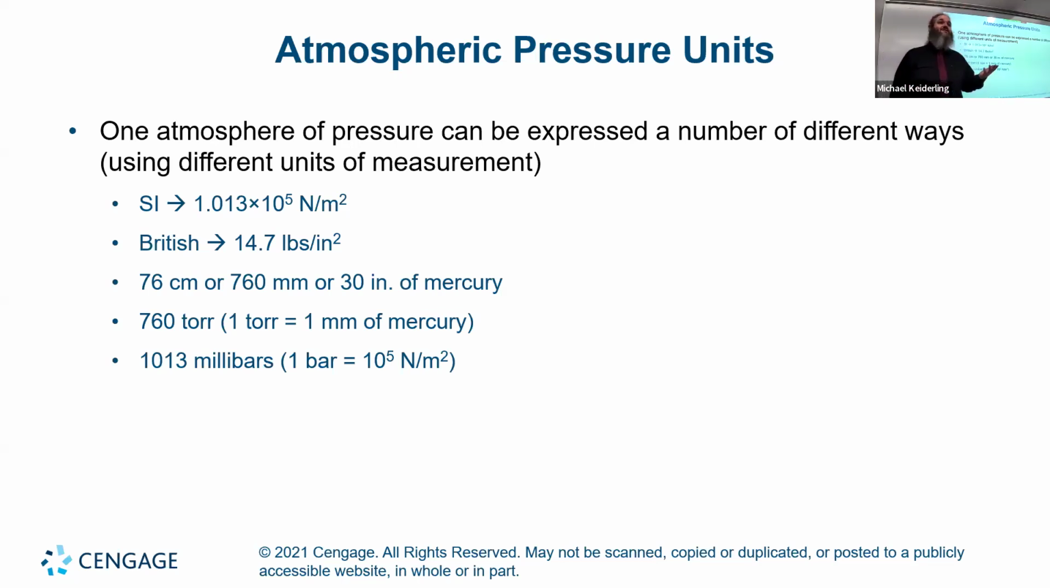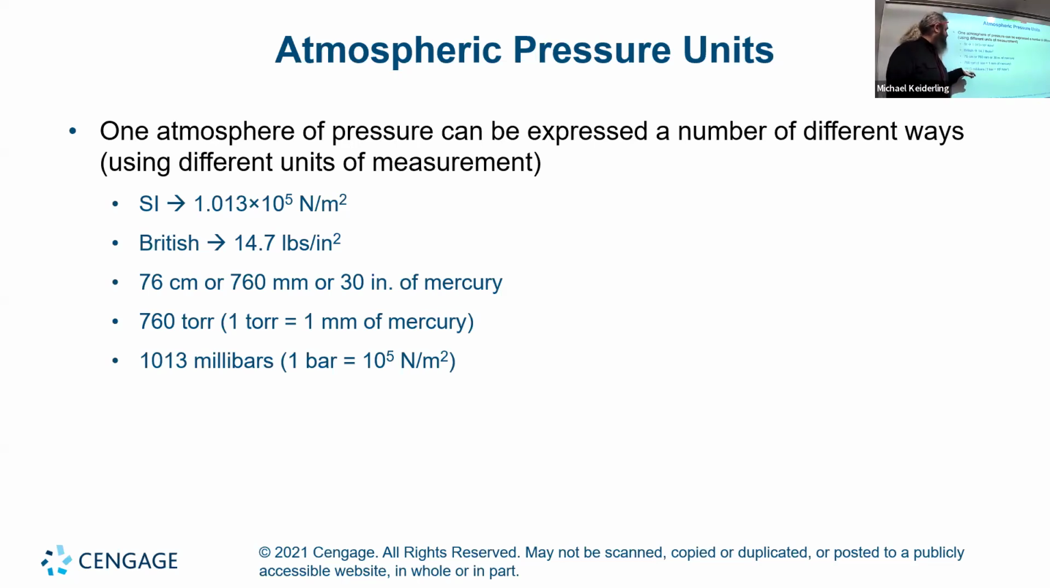But pressure also has some systems based off of how tall your column of mercury is. So it's 76 centimeters or 760 millimeters of mercury, or 30 inches of mercury. If you look up pressure in the US, you'll get inches of mercury pretty commonly. Or it'll be measured in torr. Torr is another name for a millimeter of mercury. And pressure gauges can be in any of these units. Or bars.